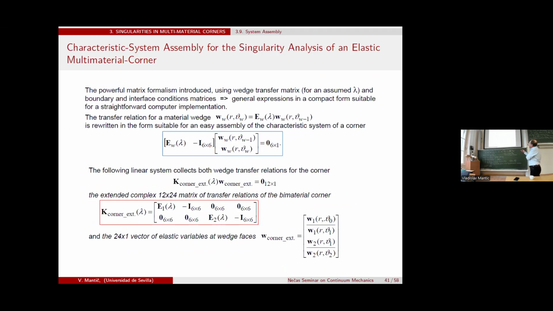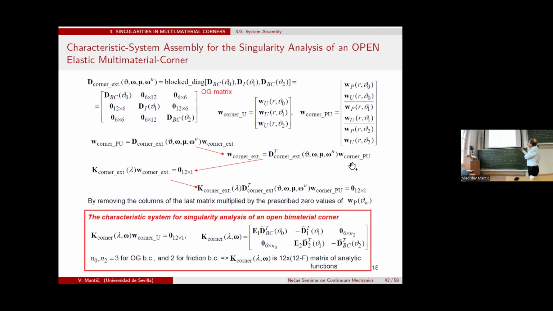I will skip this. So continuing, if we use this transfer matrix expression two times, we rewrite it in this form, and we can collect this expression for the bimaterial corner in this form. This is the matrix 12 times 24, which forms this K corner extended matrix, and this vector W for the bimaterial corner is here.